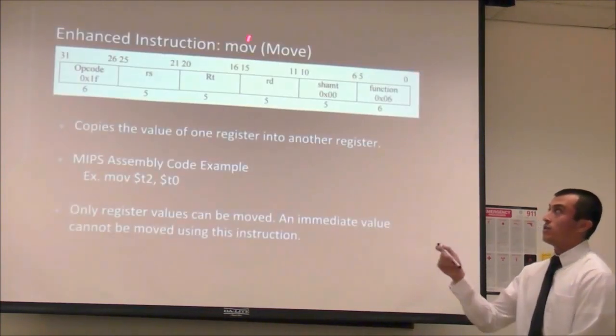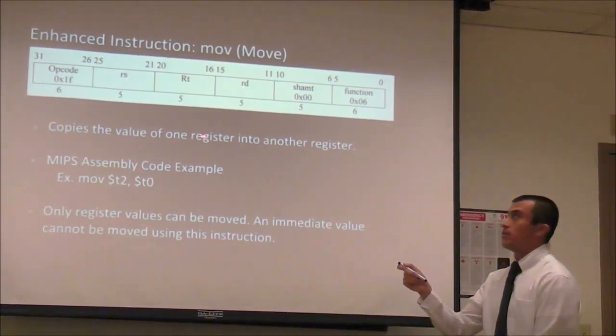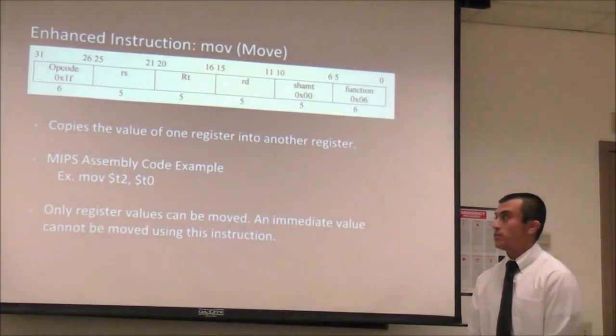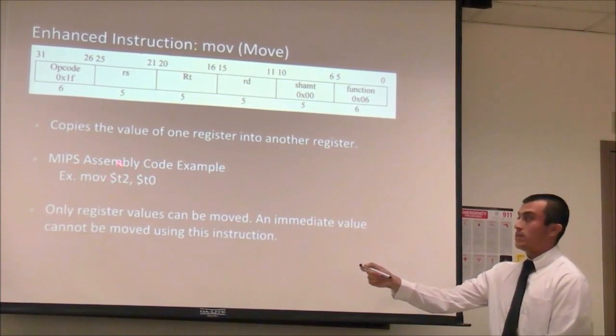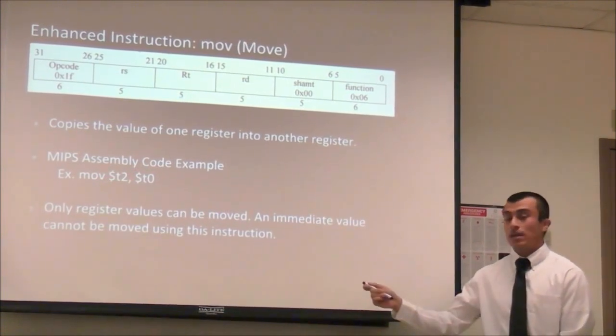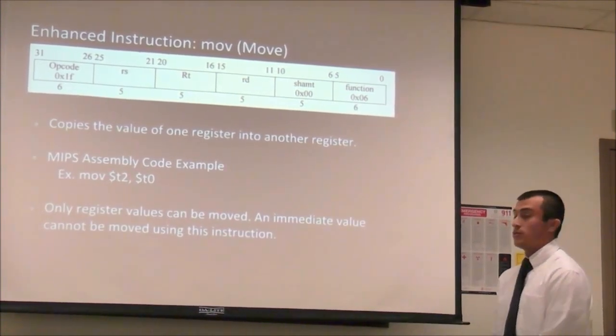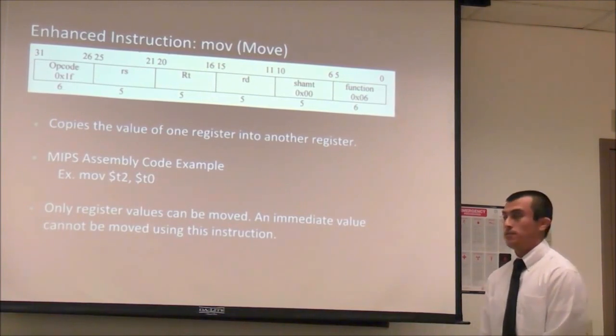Then our next instruction is a move instruction. It basically copies the value of one register into another register. So we're copying the value of T0 into T2. And only register values can we move, so we can't move any immediate values using this instruction.